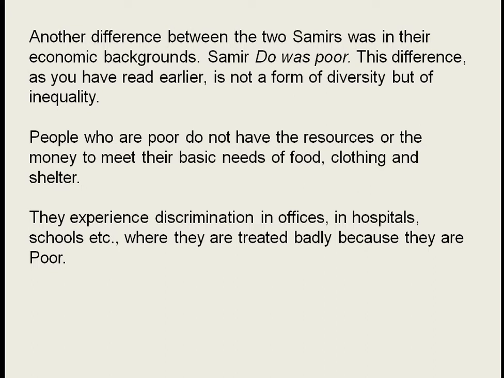The story we already started in chapter number 1 shows the inequality, that is not diversity. People who are poor do not have the resources or the money to meet their basic needs of life, such as food, clothing and shelter and so on.